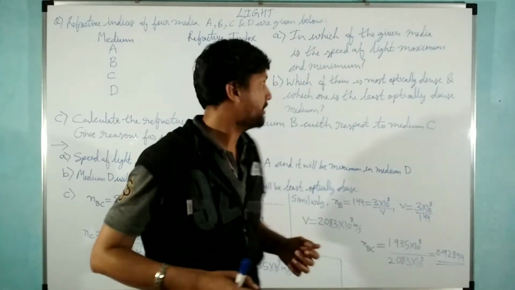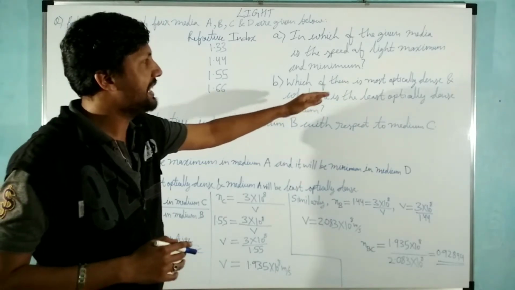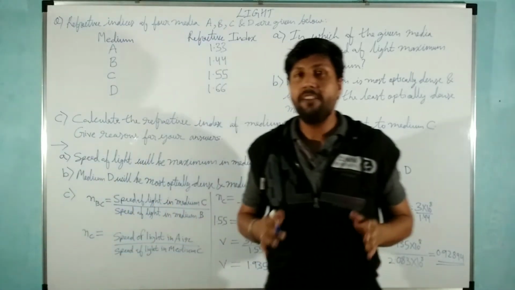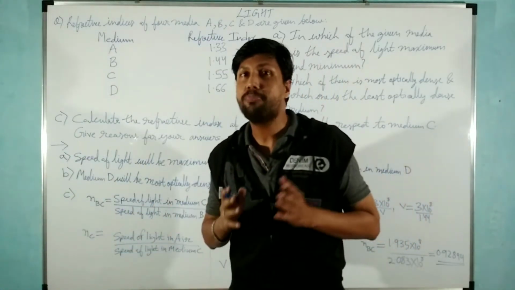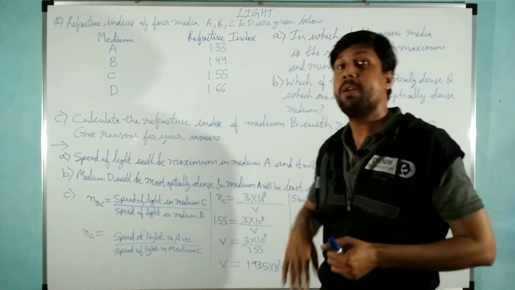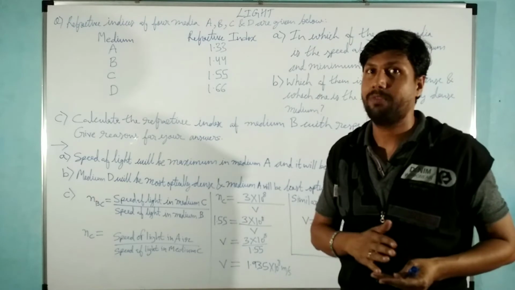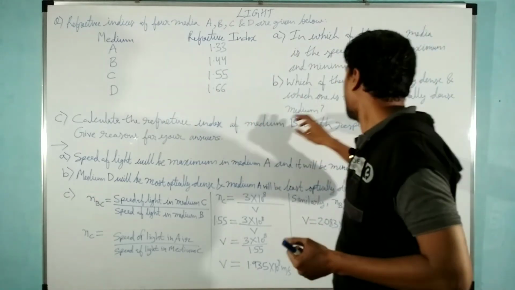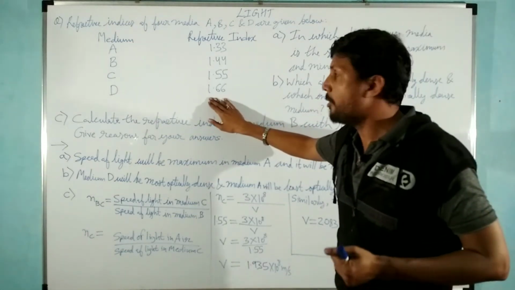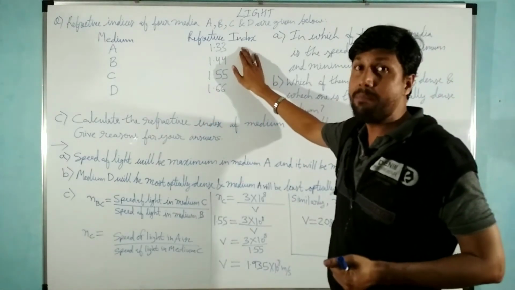Now let's see what the B part is. Which of them is most optically dense and which one is the least optically dense medium? Dear friends, as I said earlier, if the optical density is more, then the speed of light will be less in that medium. So the refractive index will be more for an optically dense medium and less for an optically rarer medium. So, which of them is most optically dense? D is the most optically dense medium, whereas the least optically dense will be medium A.